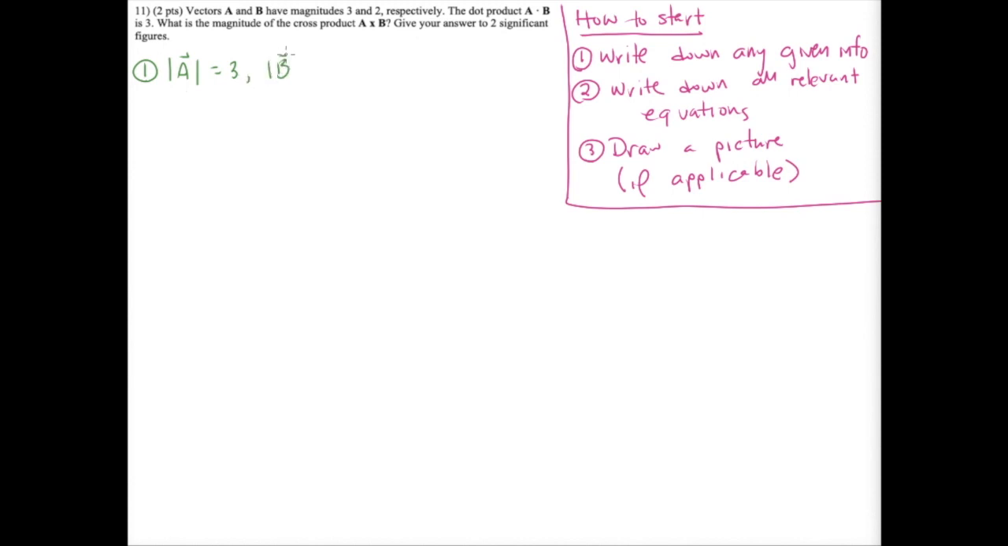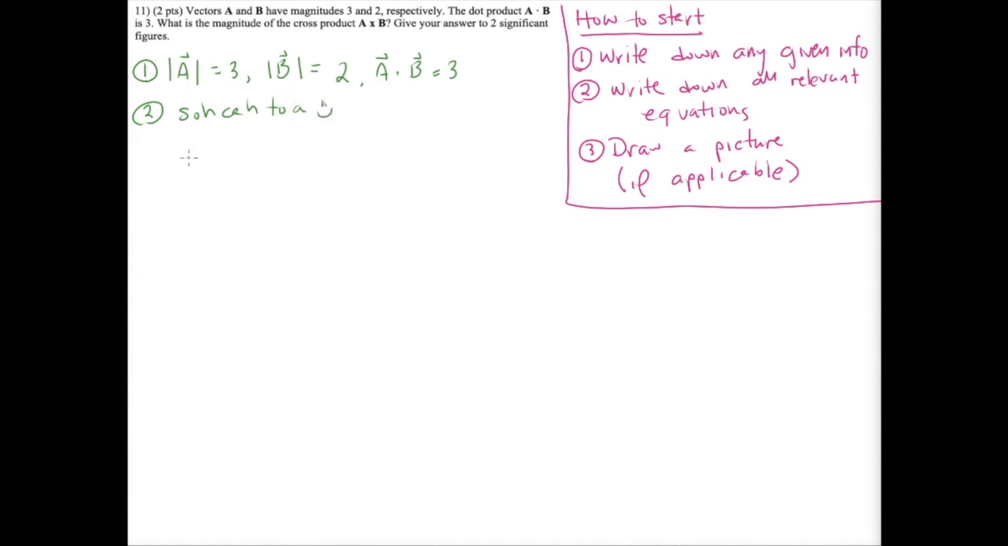So I like to start physics problems doing the same 3 steps pretty much every time. The first step is to write down all of the given information. So that's what I am doing right now. We have the magnitude of A is 3, the magnitude of B is 2, and A dot B is 3. That's what we're given. Step 2 is to write down all relevant equations. And then step 3 is to draw a picture if applicable, but it's not really super useful here.